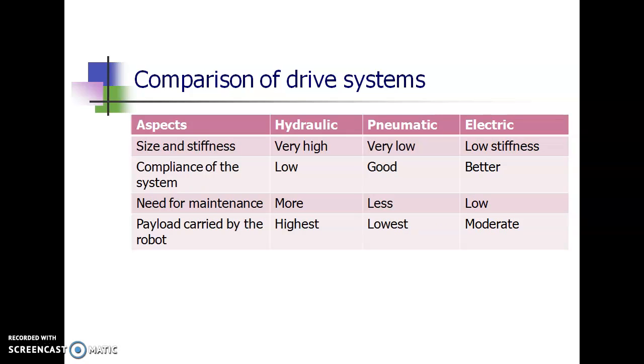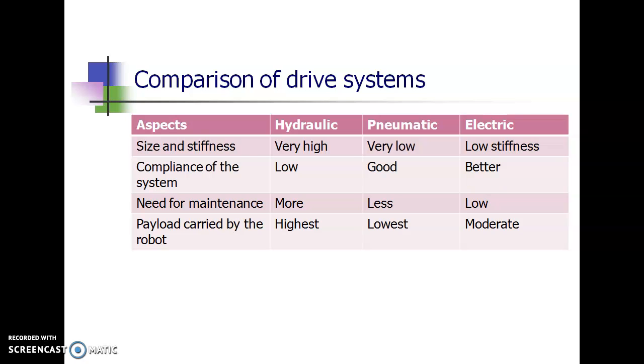And the next one is size and stiffness. The size is going to be small in the case of a hydraulic drive system, but the stiffness is going to be very high. In pneumatics the stiffness is going to be very low. So considering the stiffness factor, the hydraulic has very high stiffness when compared with the pneumatic as well as the electrical drive systems. Now, compliance of the system: the compliance is low in the case of hydraulic, in the pneumatic it is going to be good, and in the electrical it is going to be better.